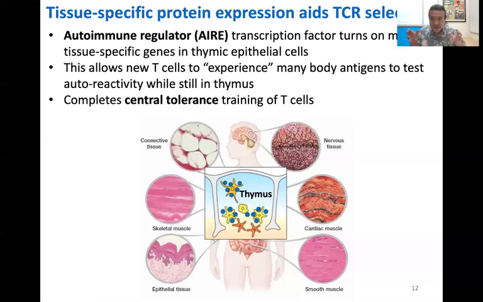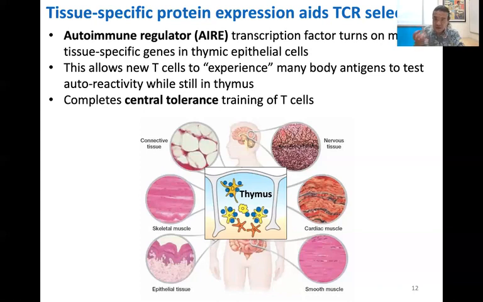So proteins that might normally have no business being part of a thymus, like a protein expressed by heart muscle or bone or other types of tissue, at least in these epithelial cells, because of this AIRE transcription factor, you have little bits of these proteins made at random. And then these epithelial cells are busy showing these little bits on their MHC to train the developing T cells. So, just in the thymus alone, a new T cell is able to experience many different potential body antigens without ever leaving the thymus.